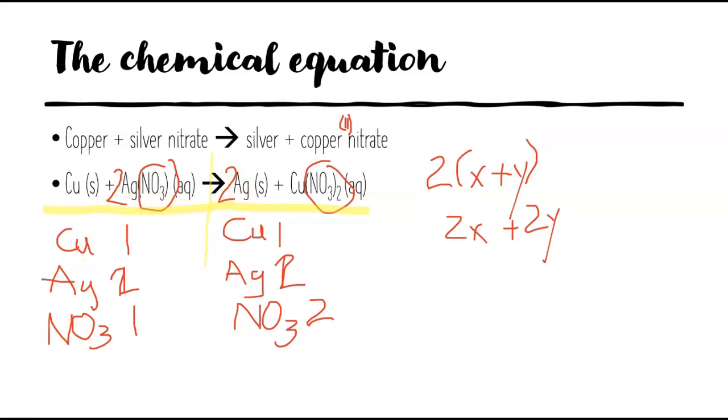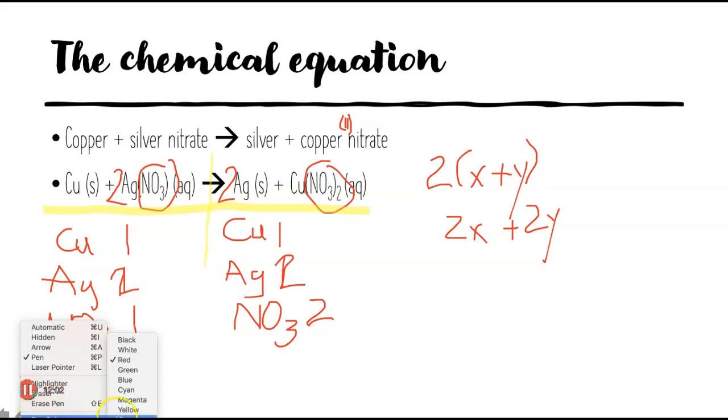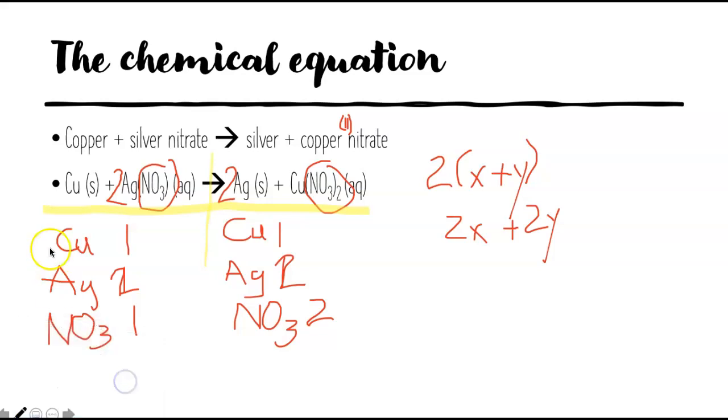And now we can double check to make sure that we are balanced. And that's usually what I like to do, is just double check to make sure that I'm balanced. So I have 1 copper, 1 copper. Copper's balanced. I have 2 silvers, 2 silvers. Silver's balanced. I have 2 nitrates, because again, that 2 gets distributed to everything behind it. So I have 2 nitrates. Yep, 2 nitrates. And on the product side, 2 nitrates. So my nitrates are balanced as well.